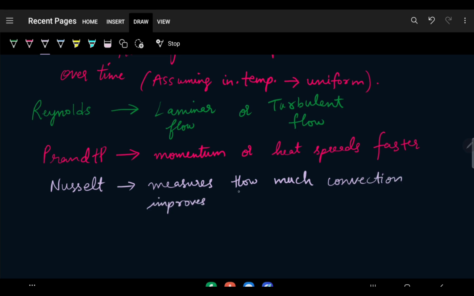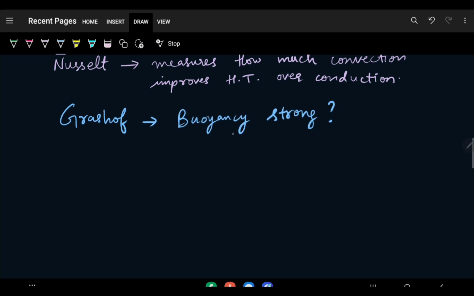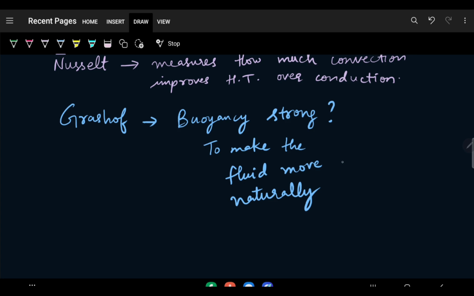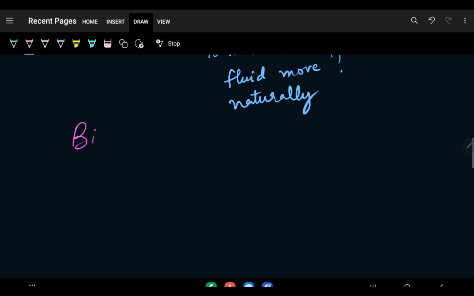And then the Grashof number, it shows us whether buoyancy is strong enough to make the fluid move naturally. So whenever you look at Grashof number, you need to remember that it is a number that tells us whether buoyancy is strong enough to make the fluid move naturally. So the lighter fluid moves upward and the heavier, denser fluid moves downward. And then coming on to Biot number, it tells us whether the inside of a solid stays at nearly the same temperature or not.